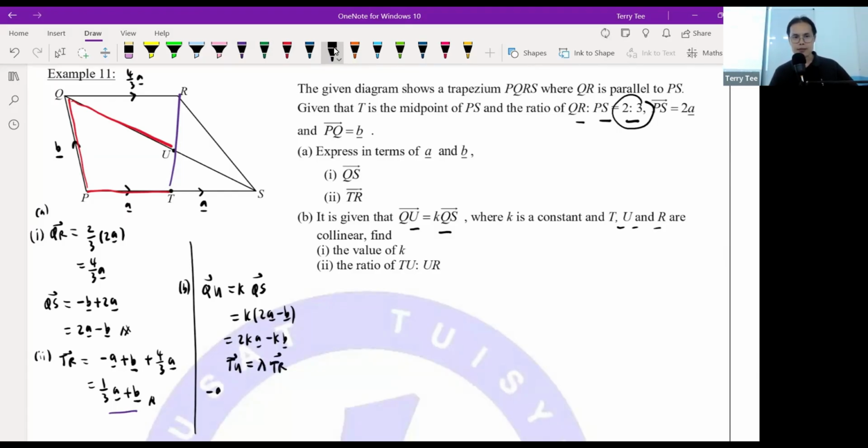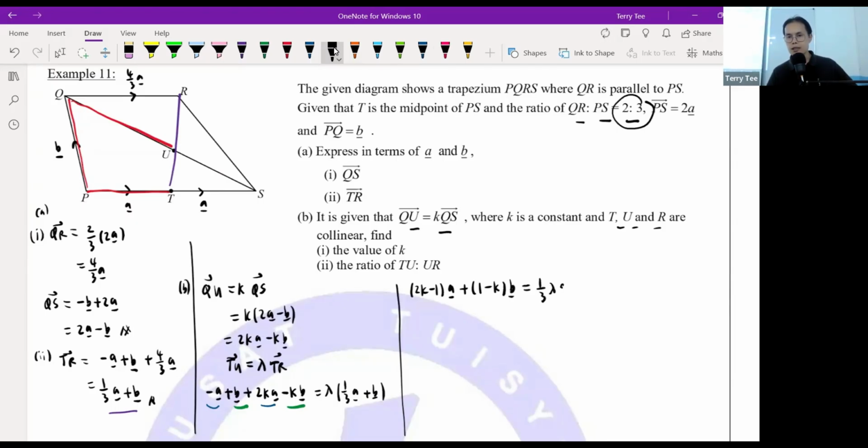TU is minus A plus B plus QU. QU is 2KA minus KB. And your TR is 1 over 3A plus B. I substitute in. Okay, take your A and A, put them together. Take your B and B, put them together. So for your A, I have 2K minus 1, A, and then you have 1 minus K, B. This is lambda times inside, 1 over 3 lambda A and lambda B.